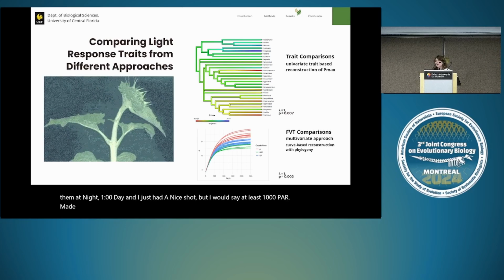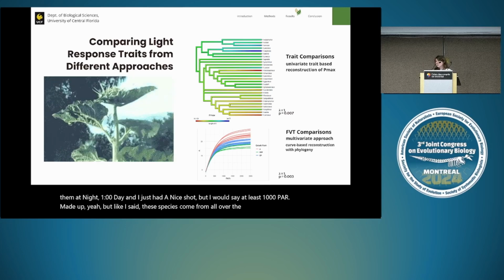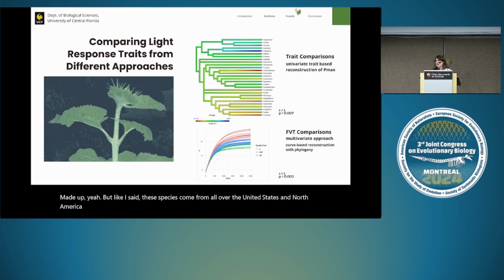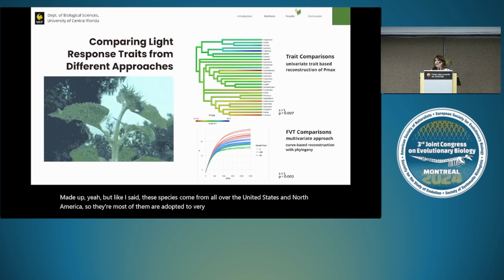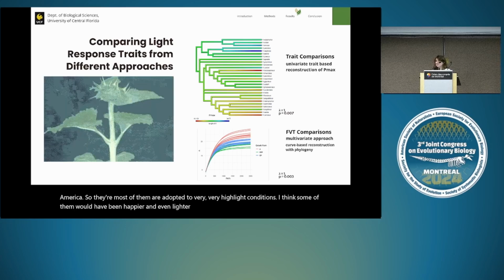Yeah, but like I said, these species come from all over the United States and North America, so most of them are adapted to very, very high light conditions. I think some of them would have been happier in even brighter conditions.